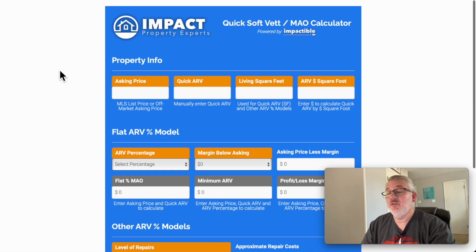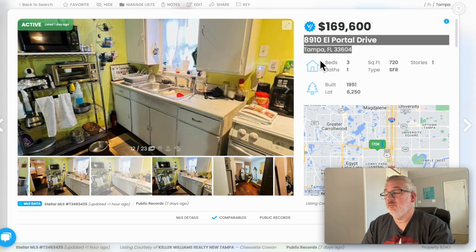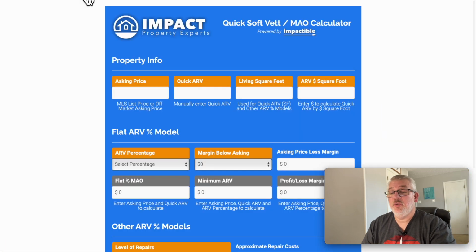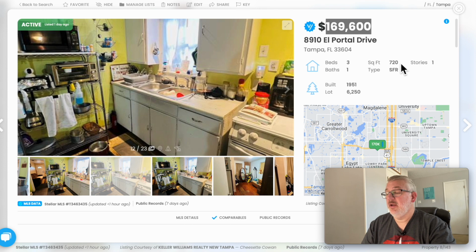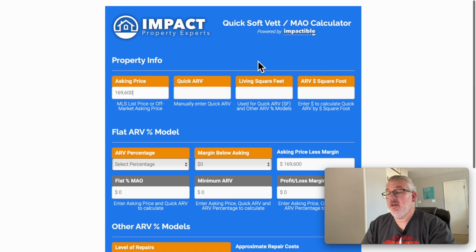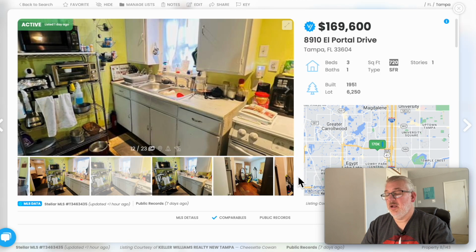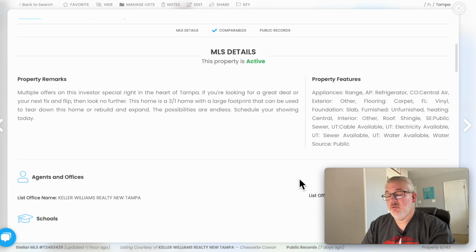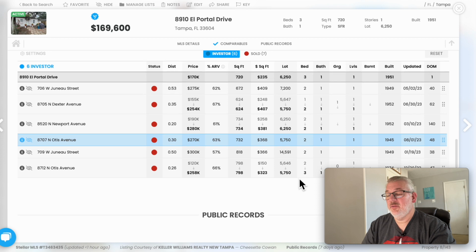To show you how to use this form, I've pulled up a property over here on Privy. First, I'm going to grab this asking price and put it in the form right here. Then I'll grab the square footage of the house and put that here. I've already looked through and comped this property a little bit to get an idea of value, so let me scroll down to that section.